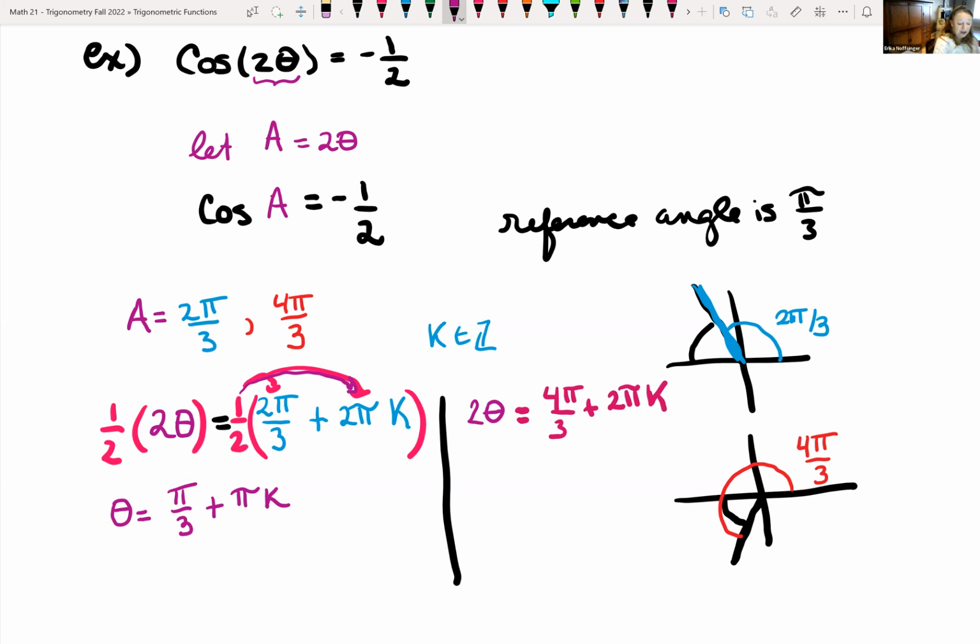So in a minute, I'm going to choose values for k, integers, to see which values, when I plug in my integers for k, would give me theta between 0 and 2 pi. If it had asked for all solutions, I would just leave it like this. But it's wanting just solutions between 0 and 2 pi. So I'm going to go to that second equation, 2 theta equals 4 pi thirds plus 2 pi k, and I'm going to multiply both sides by 1/2.